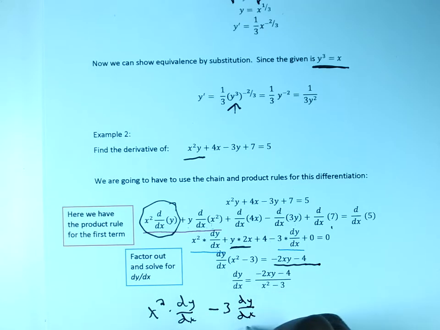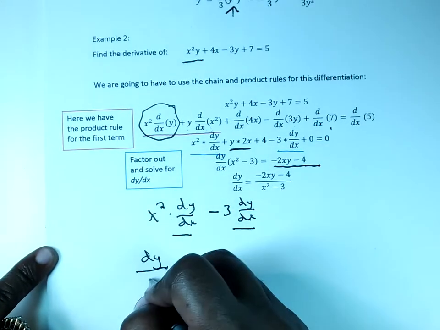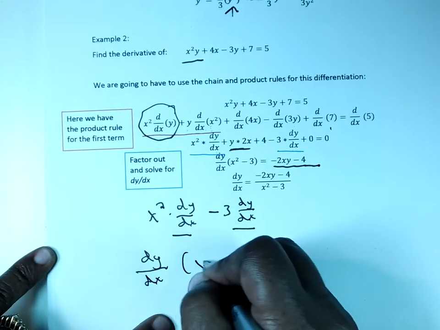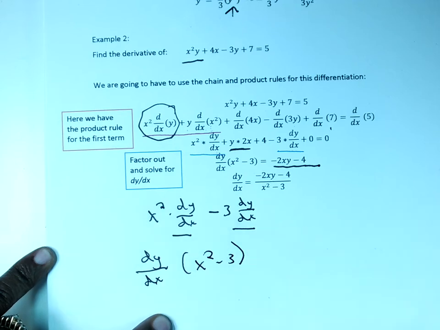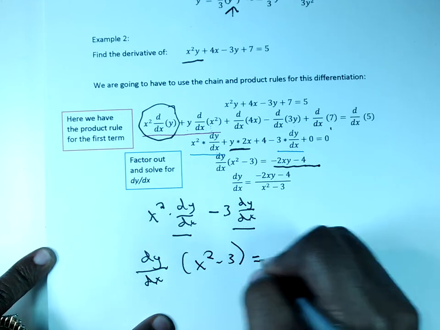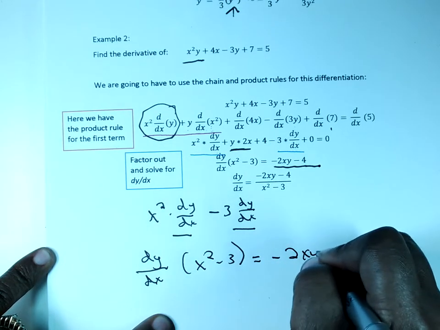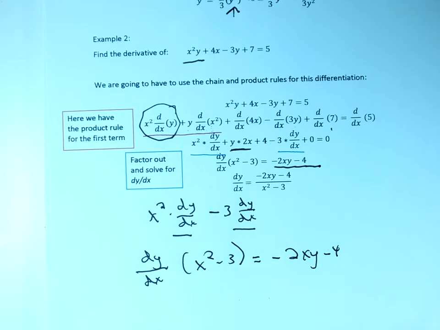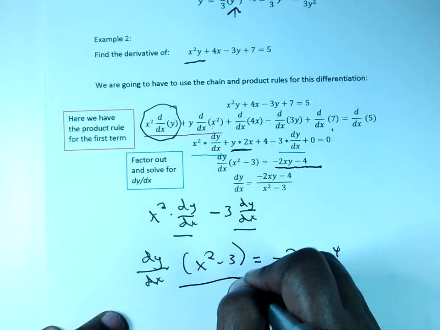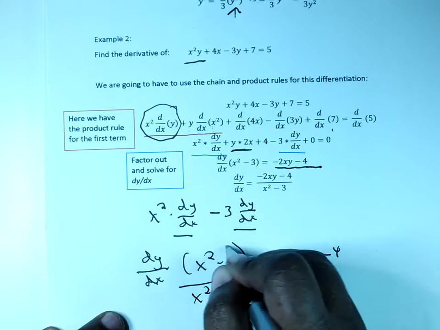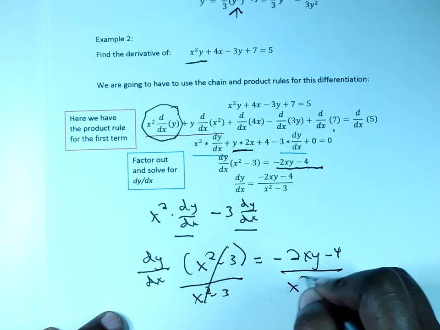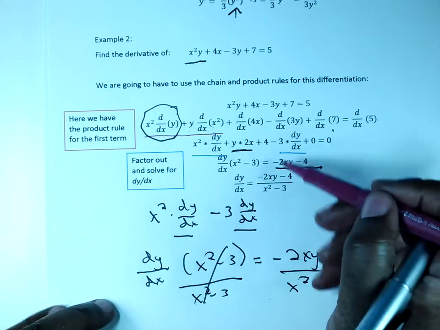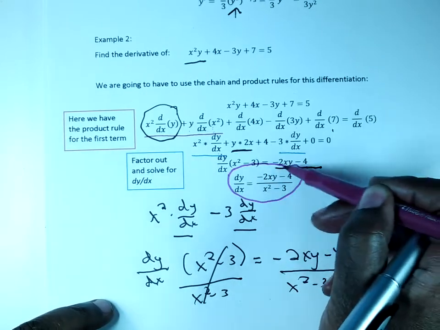So if I factor out a dy/dx, then I have an x squared minus 3, and that equals negative 2xy minus 4. So our last step was just to divide both sides by x squared minus 3. And that's where we solve for this derivative.